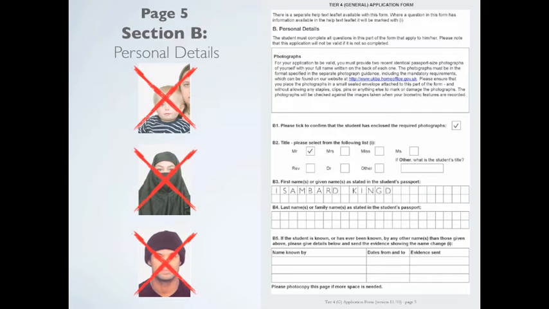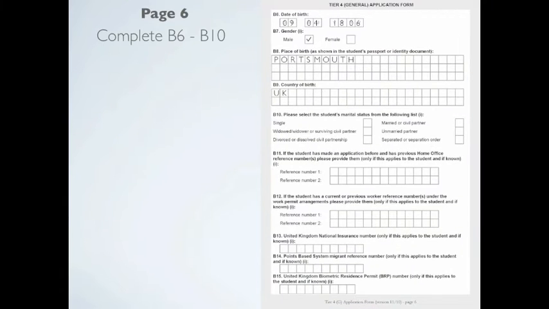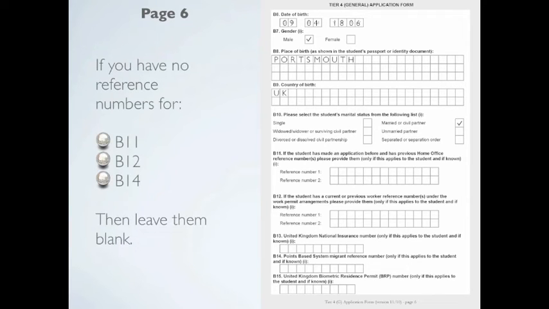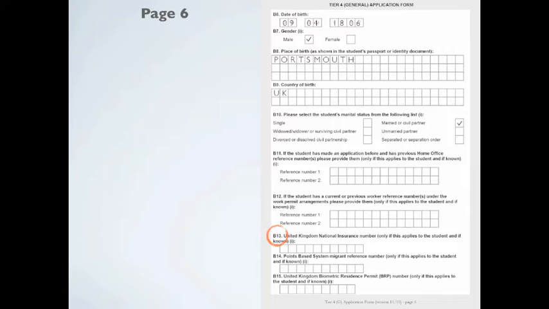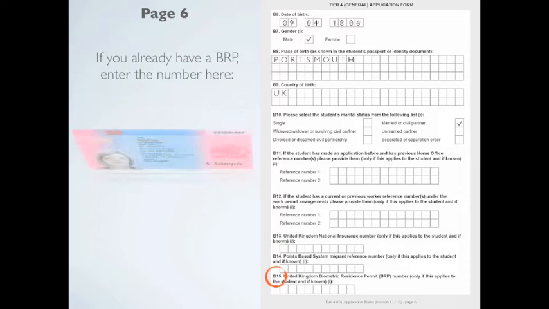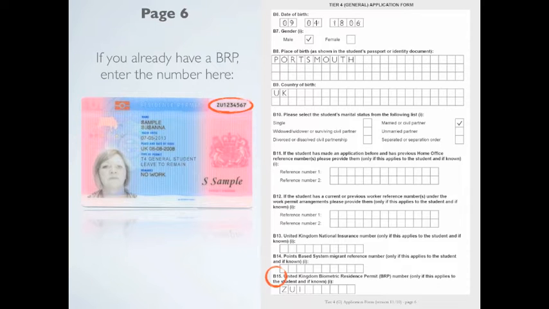Complete B2 to B10. If you do not have any reference numbers to enter at B11, B12 or B14, or cannot remember, don't worry, just leave these boxes blank. B13. If you have worked in the UK, you must have a national insurance number and should enter it here. If not, leave the box blank. B15. If your current visa was issued as a biometric residence permit, please enter the card number which is shown in the top right-hand corner of the card. Otherwise, leave the box blank.